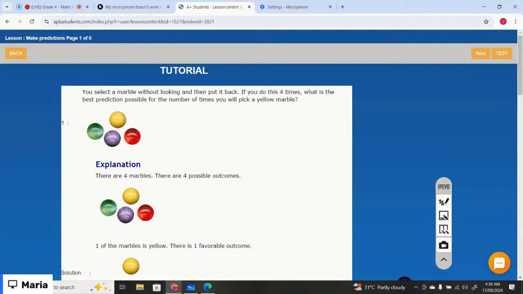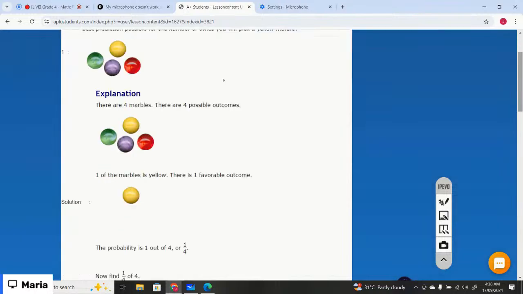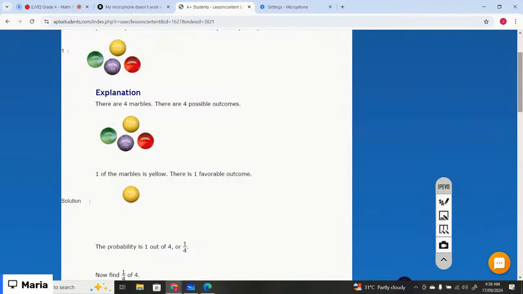So let's just start with an example. You select a marble without looking and then put it back. If you do this 4 times, what is the best prediction possible for the number of times you will pick a yellow marble? So you are given 4 of the marbles, right? So that means you have total 4 outcomes. Only one of the marbles is yellow, right? So the probability to pick the yellow marble is 1 out of 4 because you have only one yellow marble out of the 4, right?